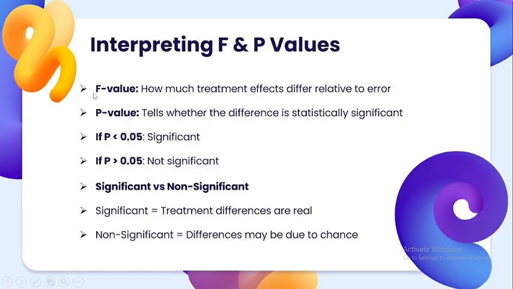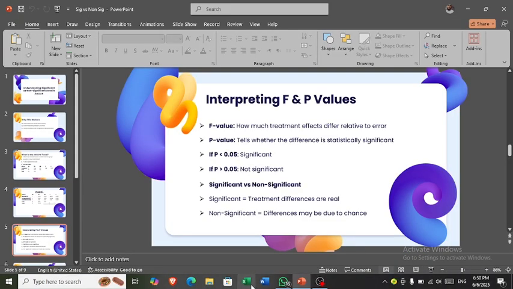So, F value: how much treatment effects differ relative to error. P value tells whether the difference is statistically significant. I have already explained this term. These are just the rules that we need to mention below our ANOVA tables, and also we are continuously discussing these on a daily basis. So I will not spend much time on these. Let's move towards one of our Excel sheets and try to understand the concept of F value.